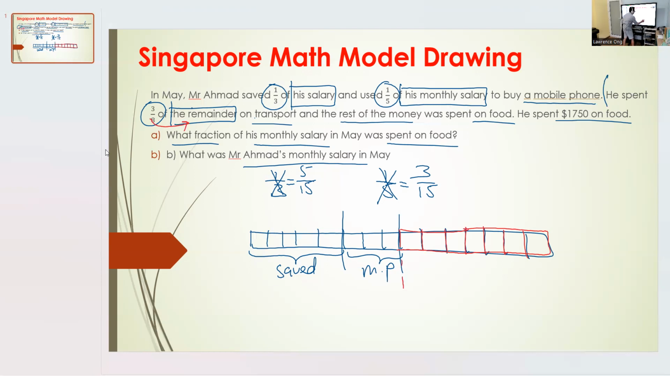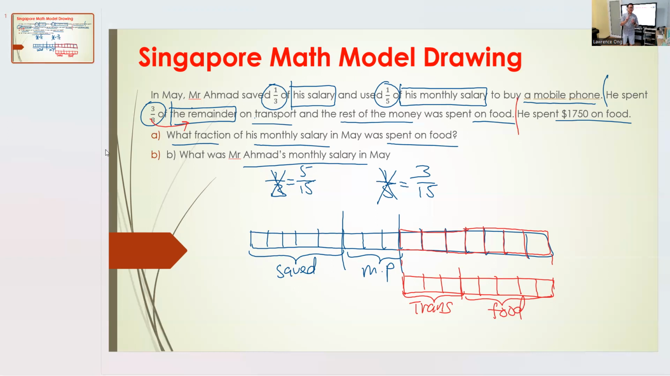So what do we do? We actually drop down the remainder, and this is what the school teachers in primary schools are teaching their students, how to drop down. So you drop down the model and you cut into 8 boxes, right? 8 boxes. And then what do you do on the model? You continue to label. You spend 3 over 8 of the remainder on transport, and the rest of the money was spent on food, and you continue to label, right? So you have drawn until this sentence already.